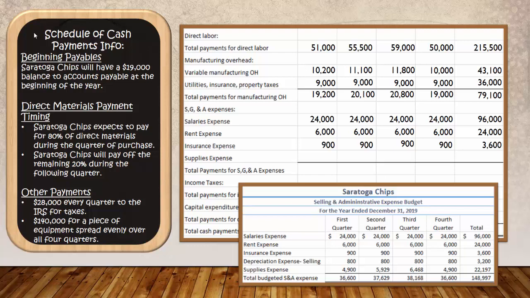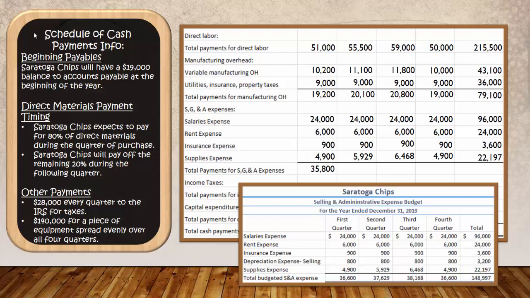for our insurance expense. And supplies expense, we calculated on our selling and administrative expense budget, and it was $4,900 in payments during the first quarter, $5,929 during the second quarter, $6,468 during the third quarter, $4,900 during the fourth quarter, giving us a total amount of supplies expense payments of $22,197. We did not include our depreciation expense, again because it's a non-cash expense.